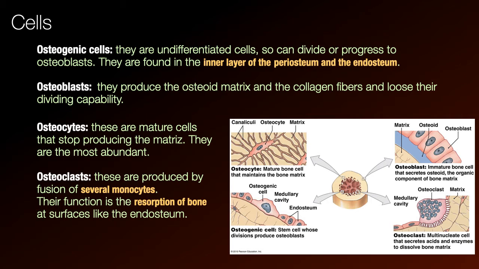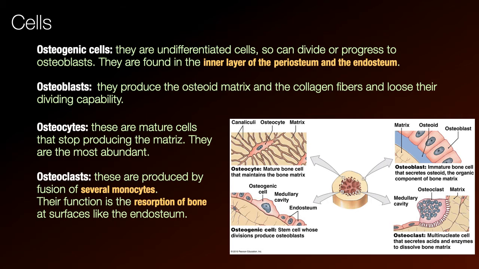Osteoblasts are the bone cells that secrete the osteoid matrix and the collagen fibers that will later mineralize to produce hard bone, but in this case they can't divide anymore. Once the matrix mineralizes, osteoblasts will transform into osteocytes, which are the mature bone cells responsible for maintenance of the bone. Okay, they are not very active.